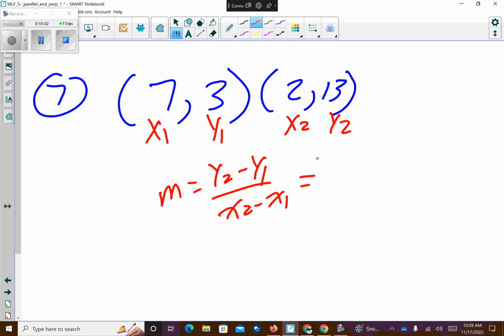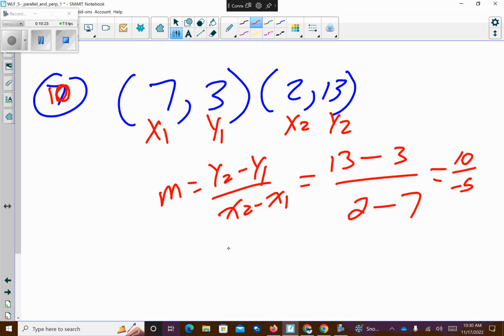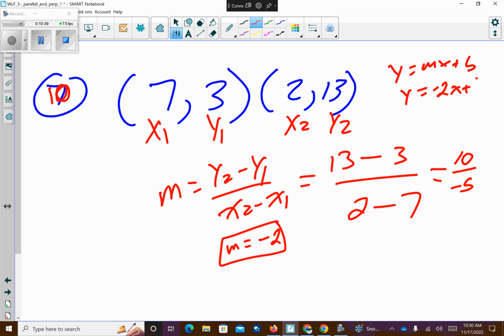This is 7, right? Oh, wait, no, this is 10. Sorry about that. So y2 is 13, minus y1, x2 is 2, minus x1. That's 10 on top, that's negative 5 on bottom. 10 over negative 5 comes out to negative 2. So far, of my y equals mx plus b, I know y equals negative 2x plus b.